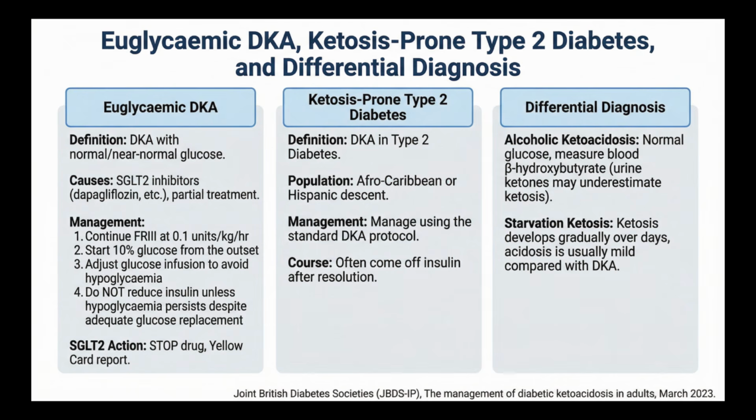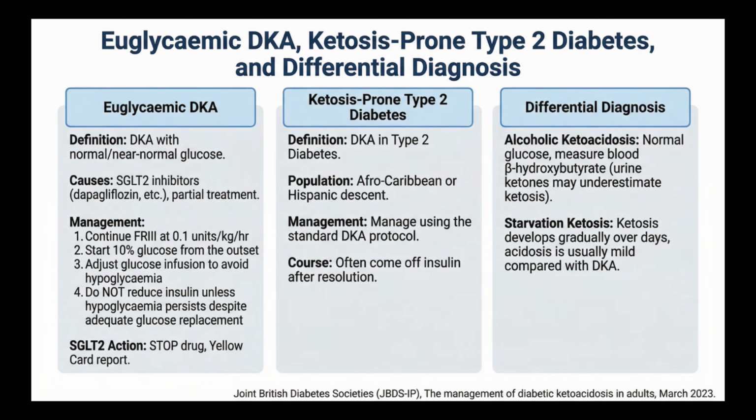Now we move to DKA variants and important differentials. These are high-yield MRCP traps and are frequently tested in clinical scenarios. Euglycemic DKA. This is true DKA, but with normal or near-normal glucose. Always think about it in a patient with metabolic acidosis and ketones without marked hyperglycemia. The most important cause is SGLT2 inhibitors, such as dapagliflozin.